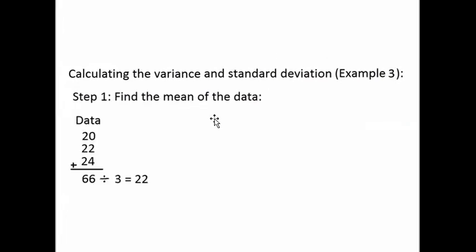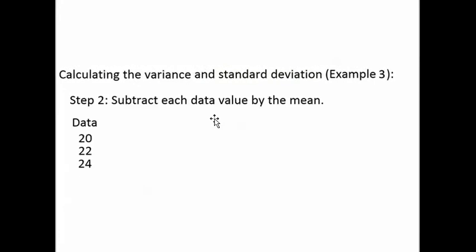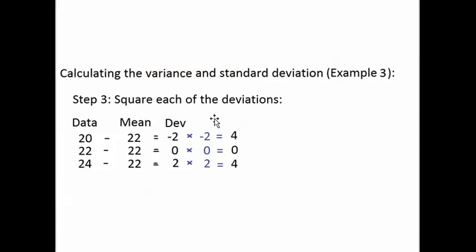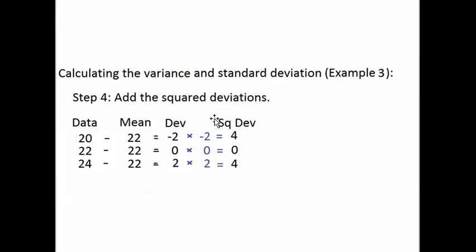Step 1 is still the same. The mean is 22. We still subtract each value by the mean to get the deviations. We still square the deviations. And we still add the squared deviations. Step 5, the next step, is the only step that changes when the data is from a sample.